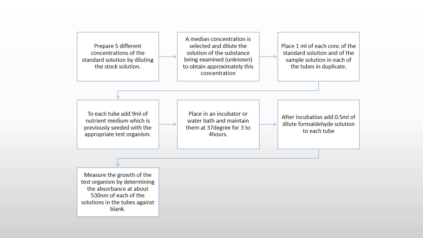So this is the procedure for the turbidimetric assay. First, prepare different concentrations of standard, then prepare the test solution, then place 1 ml of standard solutions and test solution in each of the test tubes. Then add 9 ml of nutrient broth already seeded with the test microorganism. Place in an incubator at 37 degrees Celsius for 3 to 4 hours. After incubation, add 0.5 ml formaldehyde to inhibit further growth of the microorganism. Then measure the absorbance at 530 nanometers.